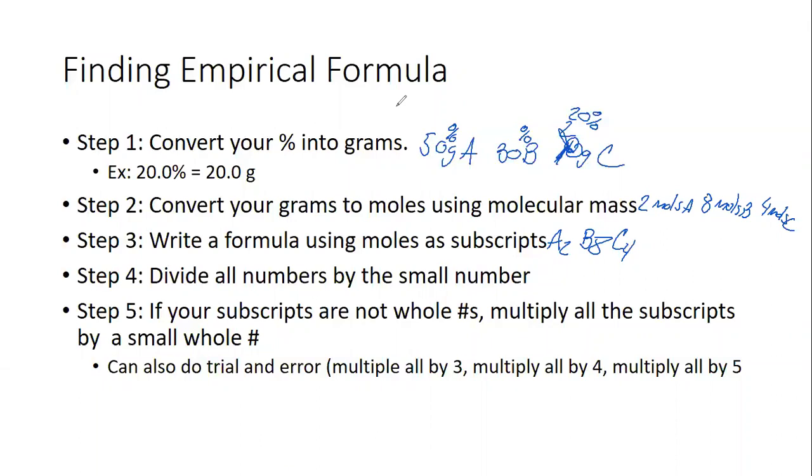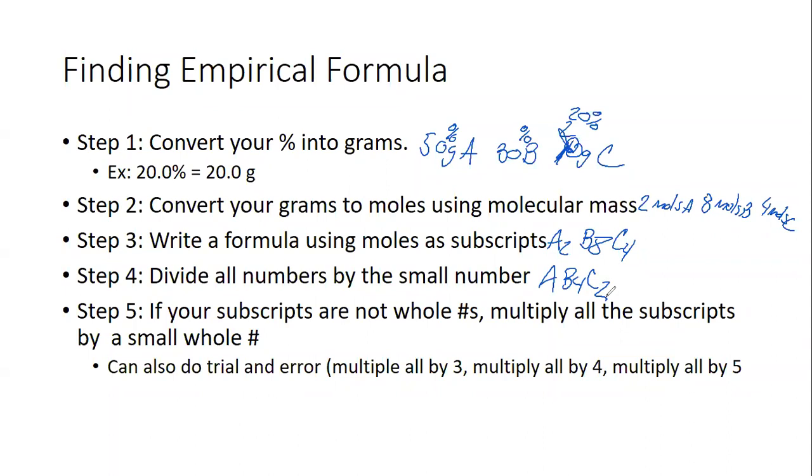Once you have the formula as well as the subscript, you divide all numbers by the smallest number you have. The smallest number I have is 2. So you divide everything by 2. So 2 divided by 2 is 1, so A. 8 divided by 2 is 4, so B4. 4 divided by 2 is 2, so C2. So A, B4, C2.